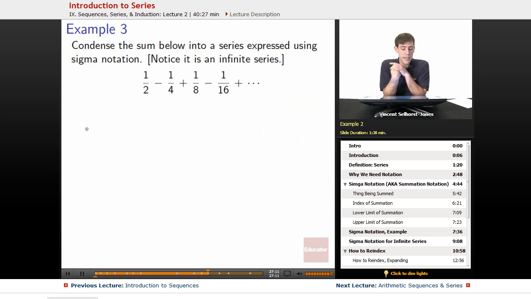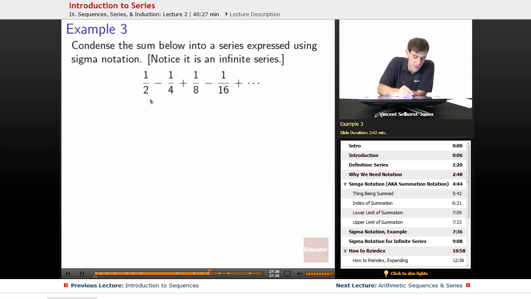Example 3. Condense the sum below into a series expressed using sigma notation. Notice it is an infinite series. So first thing is, let's notice, how do these connect to each other? How do we get 1/2 minus a quarter plus an eighth minus a 16th? Well, we can break this into a sequence first. So let's look at this underlying sequence.